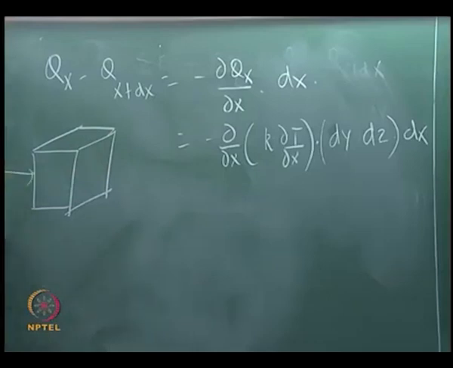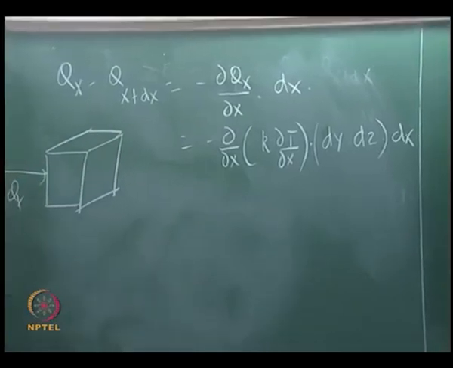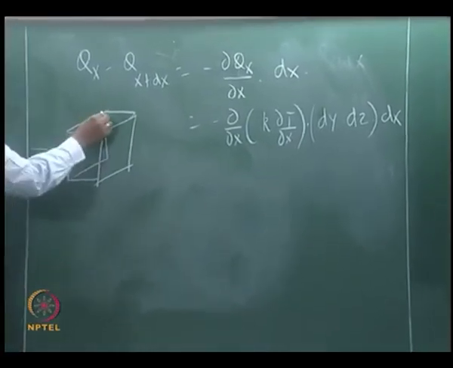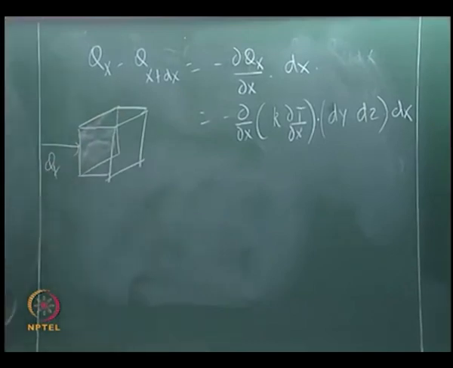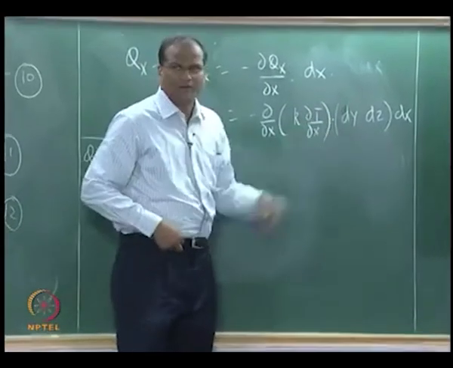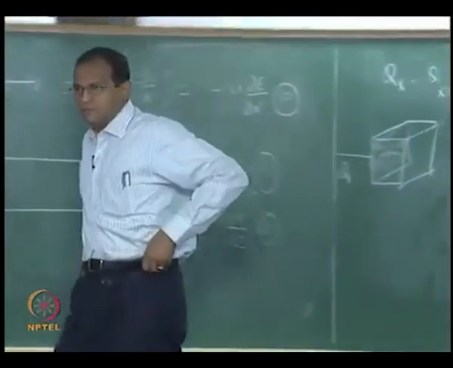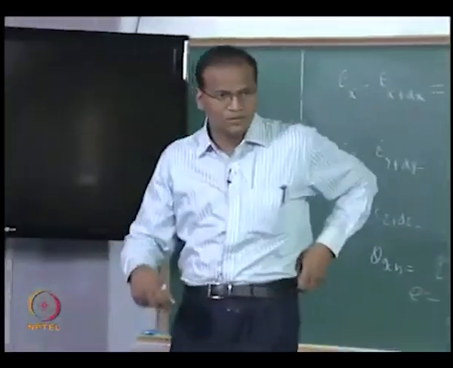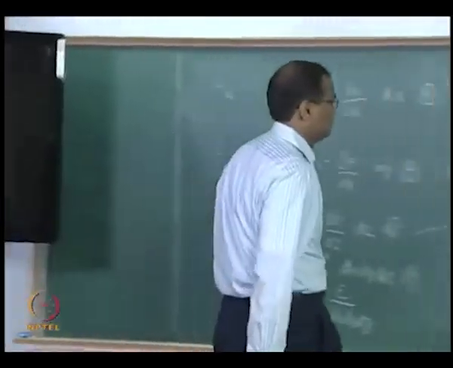Okay, this is the Qx. The Qx is passing through this area. That area is dy dz. I did one more thing. I removed the dy dz out of the bracket. I am allowed to do that. Correct?